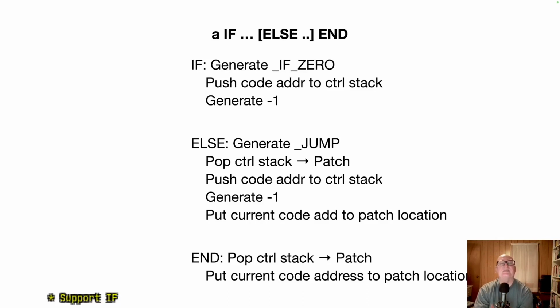Okay, let's make sure. Go back to if. If we evaluate the value, well, we're not going to evaluate anything at this point. We'll have code to put a value on the stack. We call if 0, which will jump to the address if it's 0. At the end, we'll pop whatever the current address is into that patch location. Okay, I think that seems sensible. All right, now the else clause.